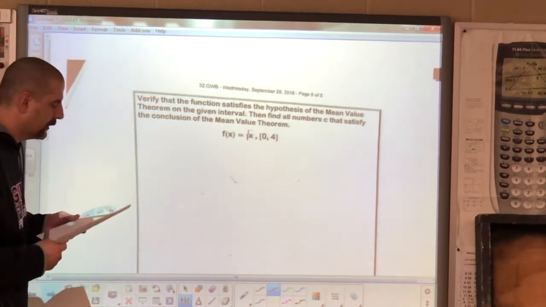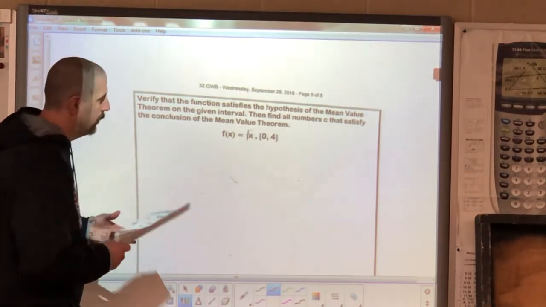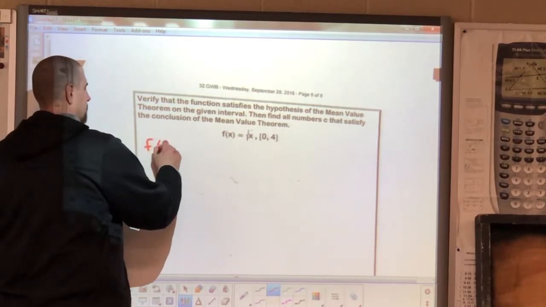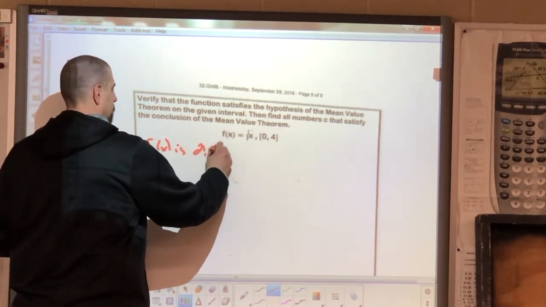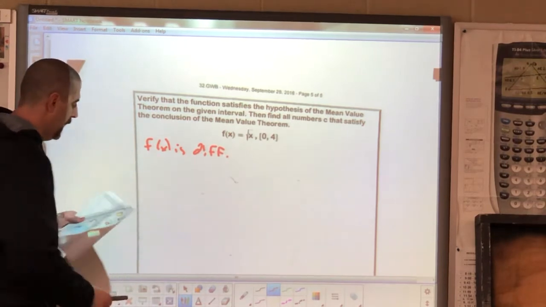So what we're going to do is, first of all, talk about this problem. Square root of x. Can you take the derivative of square root of x? Yes, you know you can. So f of x is differentiable, okay?